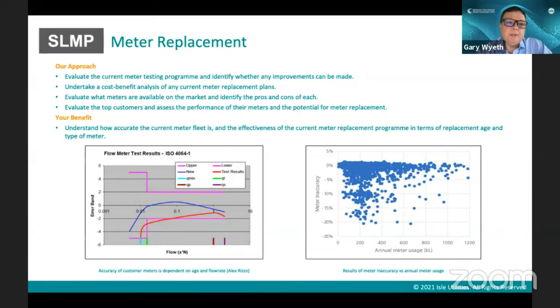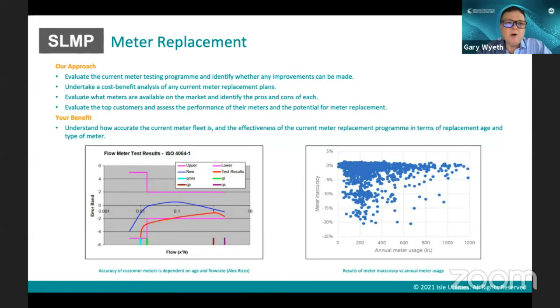Meter replacement is a key one. We all know that meters age, and as they get older and older, their accuracy starts to decline. So we need to have a proper meter testing program in place so that we can identify at what age we need to start replacing our meters. Is it 7 years? Is it 8 years? Is it 9 years? So we need to have a proper meter replacement plan in place.